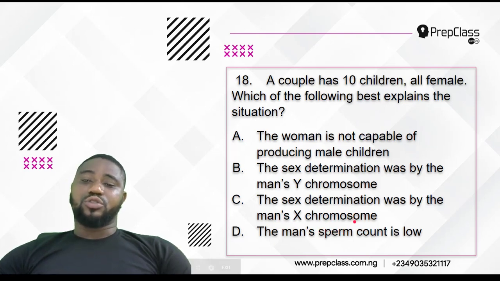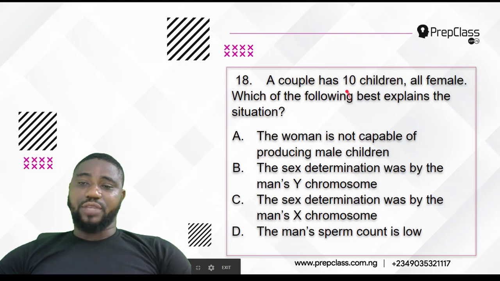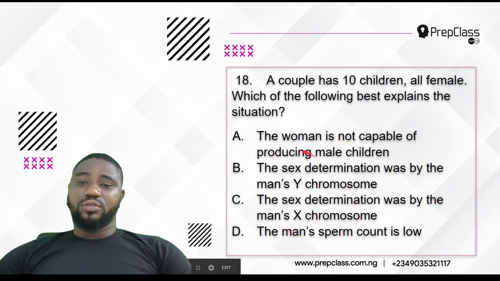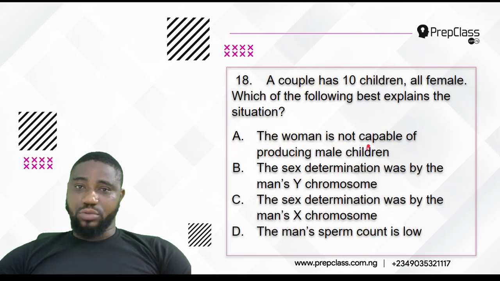The man's sperm count is not low. If it's low, he can't even get maybe one child, only God knows. But for him to get up to 10 children, the man is very, very fertile. That's number one. So D is off. A. The woman is not capable of producing male children. That's false. A woman gives you what you deposit into her. So men are sex determiners.